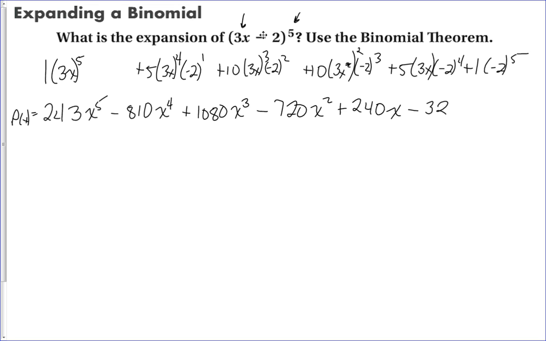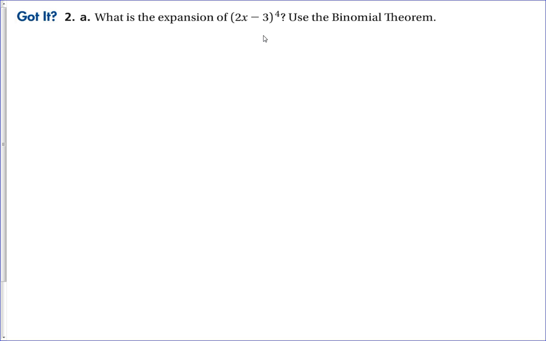Okay? So give this one a shot. What is the expansion of 2x minus 3 to the fourth power? So pause the video and work that one out. All right. So if you go to the fourth row of Pascal's triangle, your coefficients are 1, 4, 6, 4, and 1. Hopefully you got those right. And of course, put some plus signs in front of this because initially it's all positive.